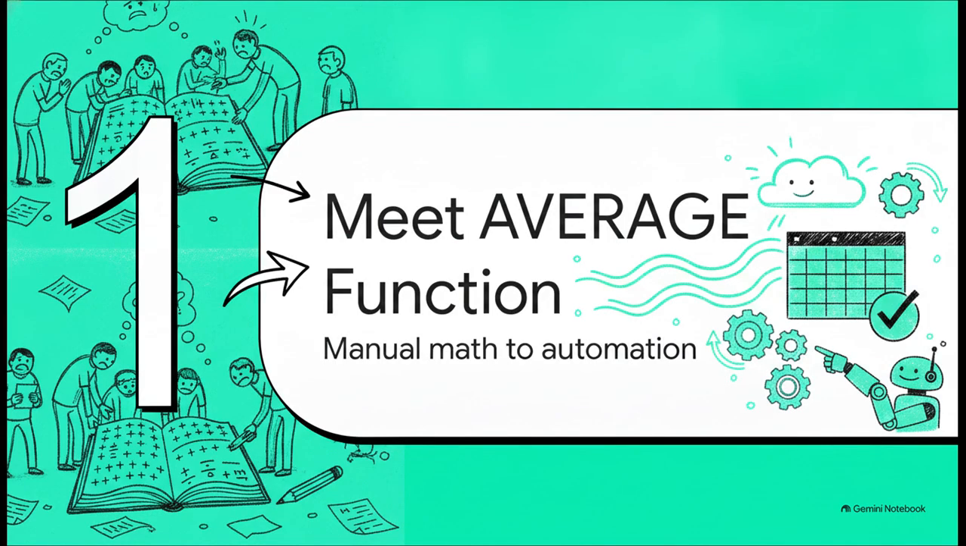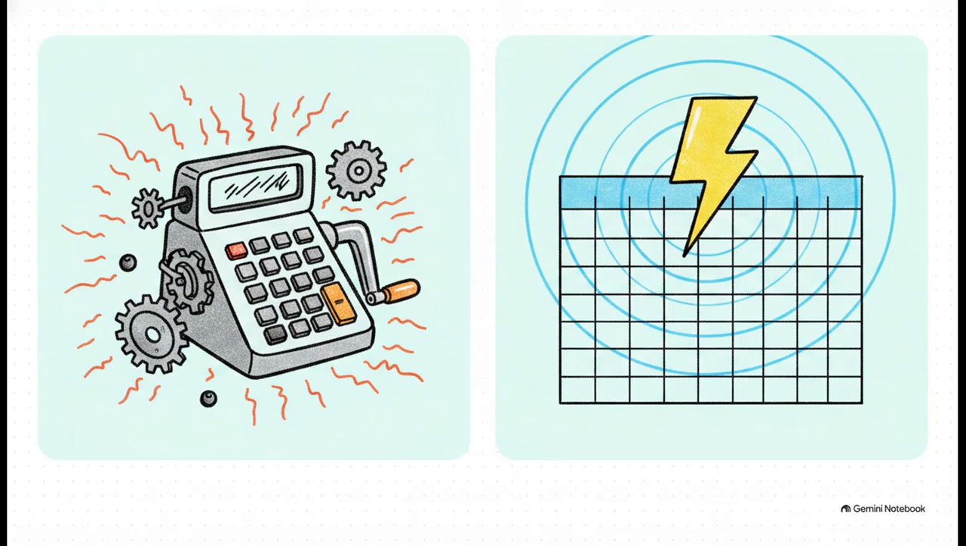Section 1. Meet the average function, bridging the gap from manual math to automation. Think about the old, painful way of doing things. You're calculating a total, counting every single item, and dividing just to get 80. It's tedious, and honestly, it leaves way too much room for human error. But look at the Excel method. You just type equals average, grab your range, and boom, the software instantly gives you that exact same 80.